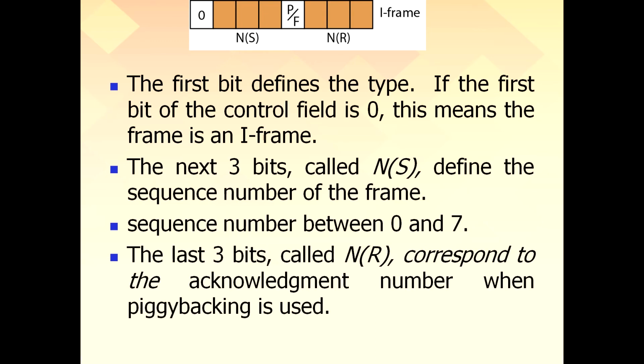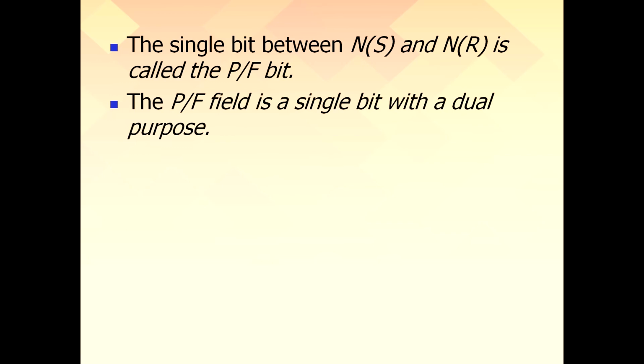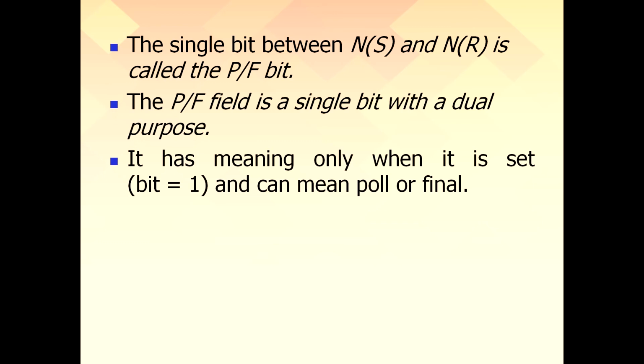The single bit between N(S) and N(R) is called the P/F bit, where P indicates poll and F indicates final. The P/F field is a single bit with a dual purpose, either 1 or 0. It has meaning only when it is set to 1. If it is 0, there is no meaning. When it is 1, it can be either poll or final.